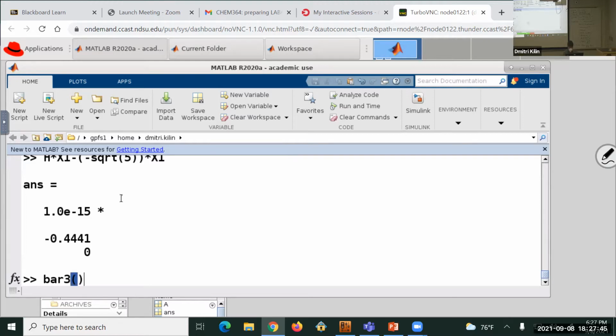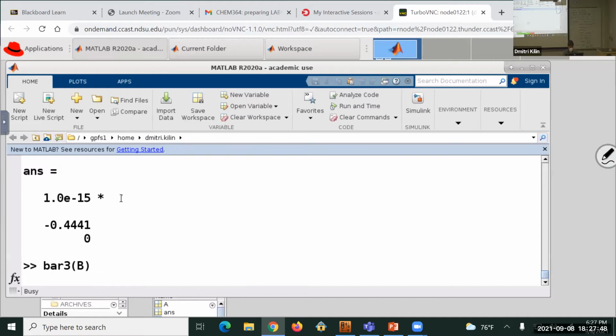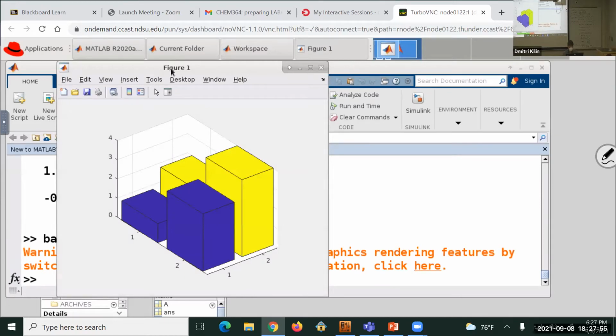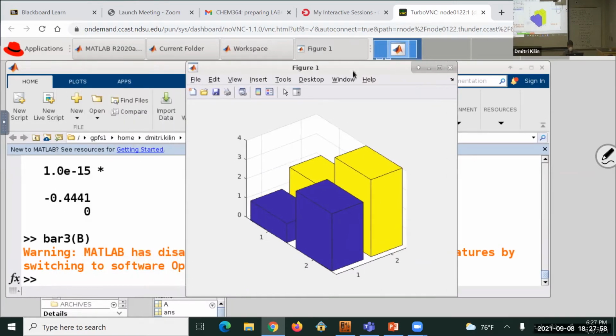Bar 3 of the vector B. So it just draws a couple of steps. If you're doing it on your computer, it will go to editing mode instantaneously. If I try to do it on a remote computer, it may delay. Okay, it rotates in three dimensions.